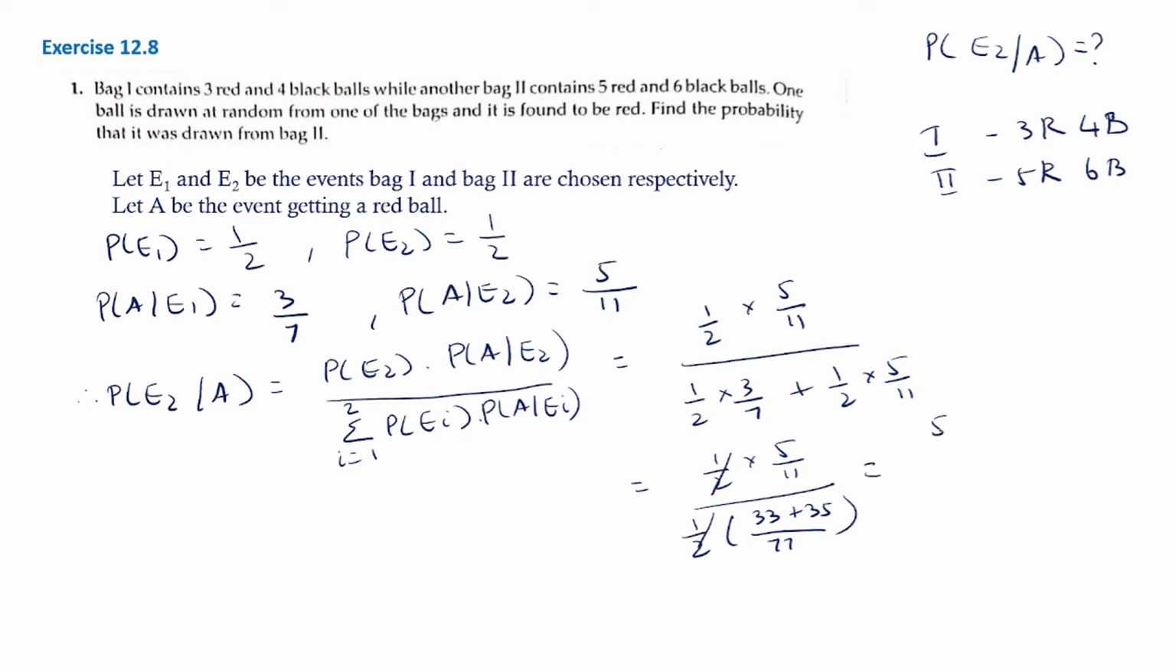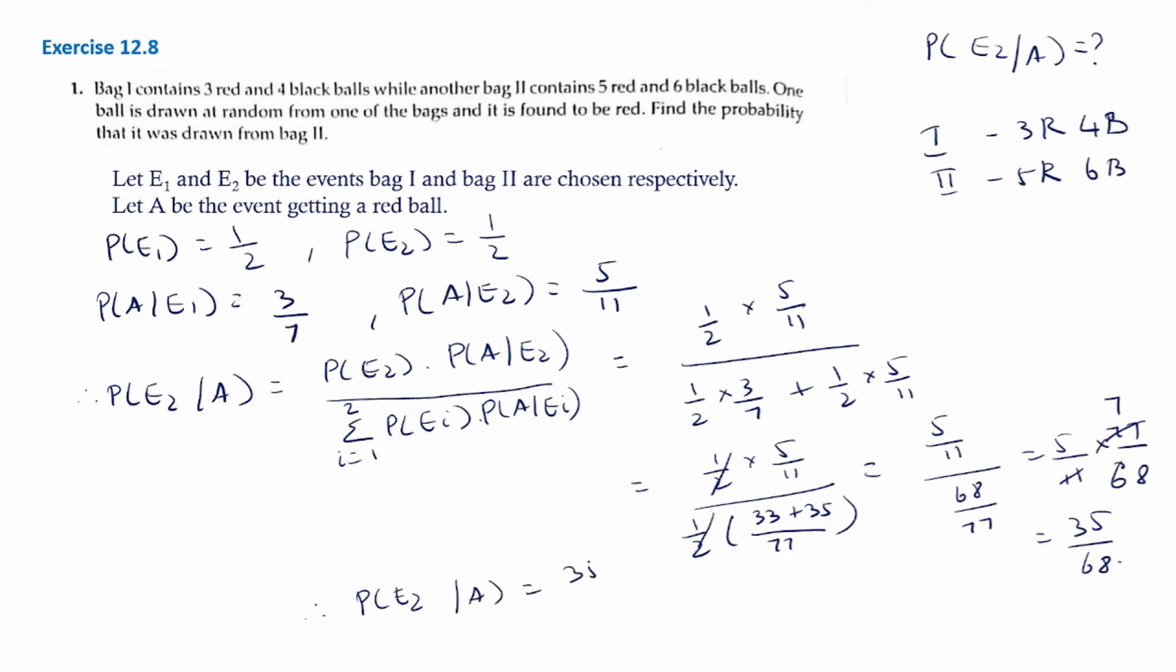So this is equal to 5 by 11 upon 68 by 77. So this is 35 by 68. Therefore, probability of E2 given A is 35 by 68. So this is the required probability.